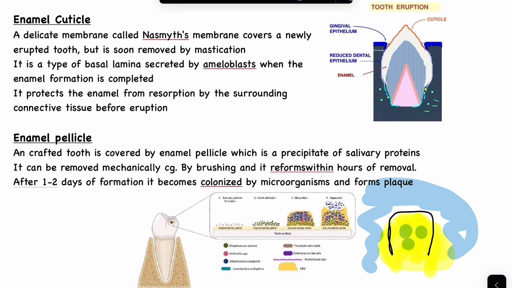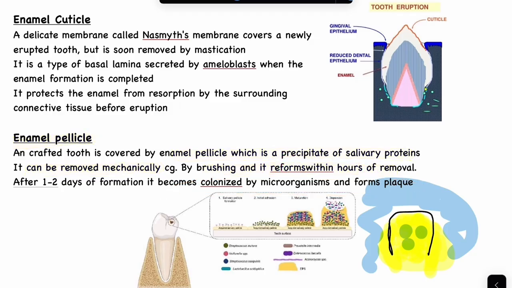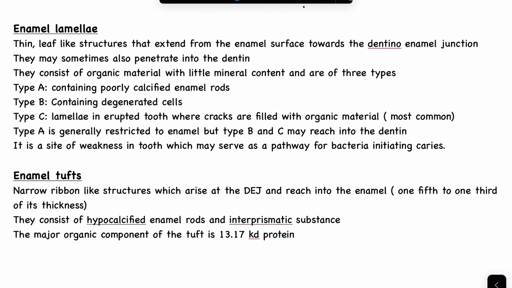This enamel pellicle, which is basically salivary precipitate, can be removed mechanically, but it reforms within hours of removal. That's why you have to brush your teeth 2 times a day. After 1 to 2 days of formation, it becomes colonized by microorganisms and forms plaque. So if your teeth are not cleaned for 1 to 2 days, it will form this plaque. So this is what enamel pellicle is.